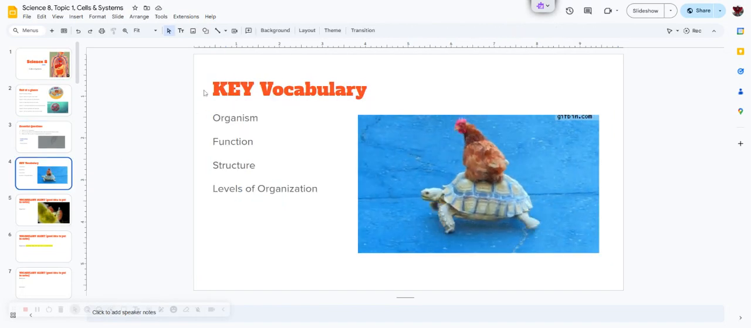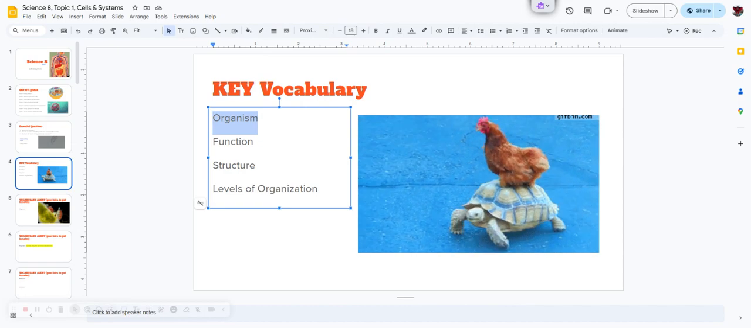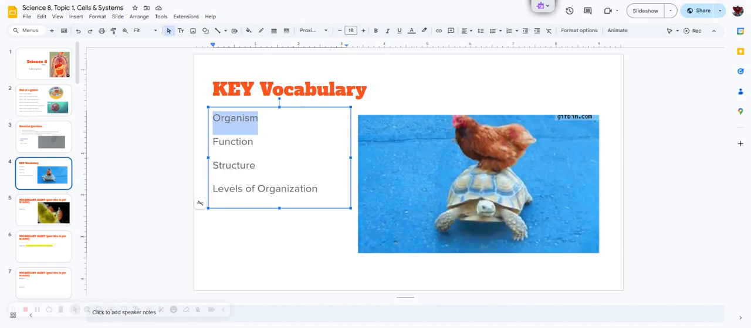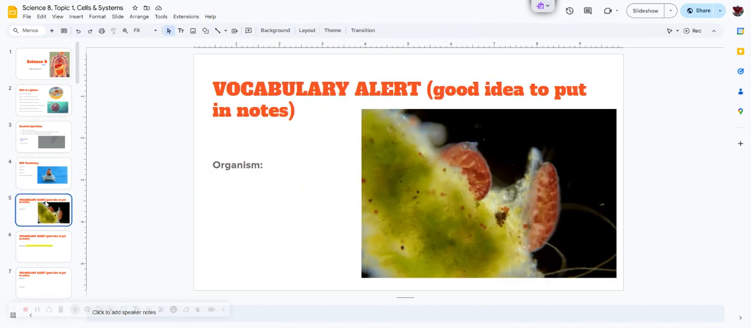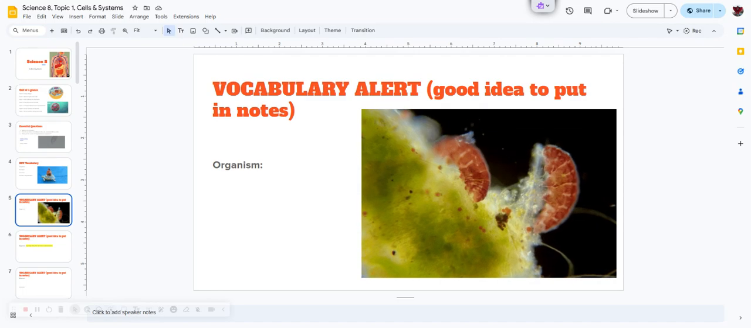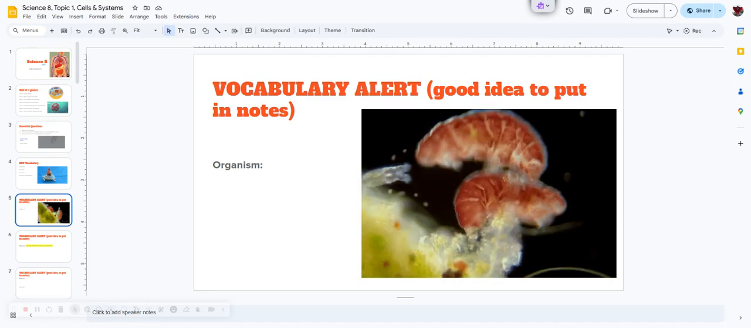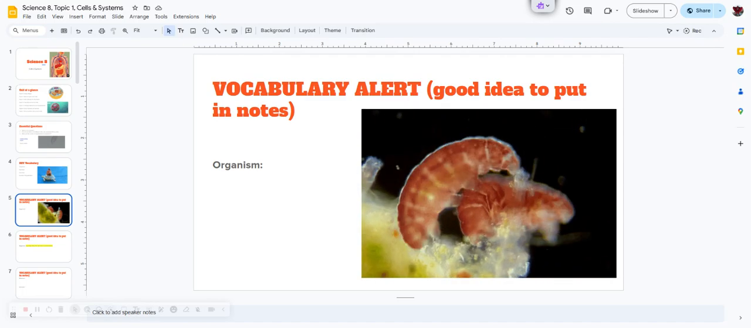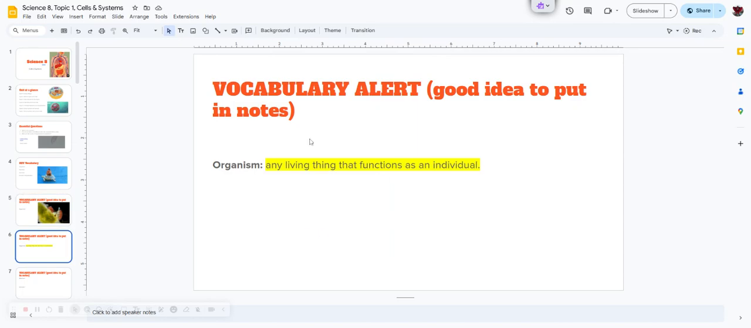Anyway, key vocabulary. Organism. What the heck is that? Okay. Well, an organism is anything that is alive, and not just alive, but anything that can function individually. The reason we need to specifically say anything that lives and functions as an individual is, we've talked about how cells make up all living things. All organisms are made up of these tiny little cells that work together that create this organism.